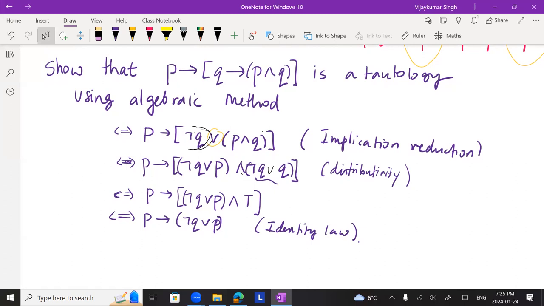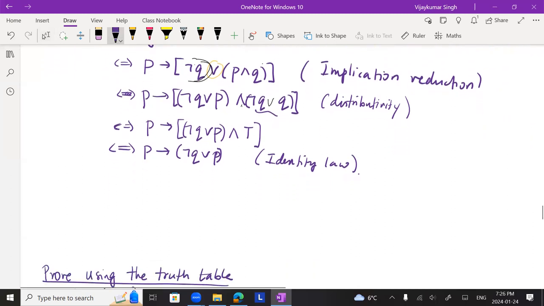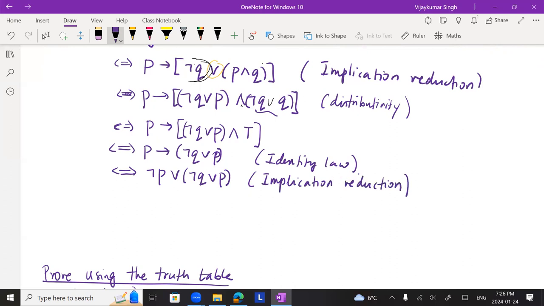Now again, I can apply implication reduction, right? Because there's P and Q, I'm hoping that I can combine them somehow. So this is the same as, again, negative P or Q, or P. Again, this is implication reduction. All right. Now you can see both of them are OR, sorry, yes, both of them are OR, right?